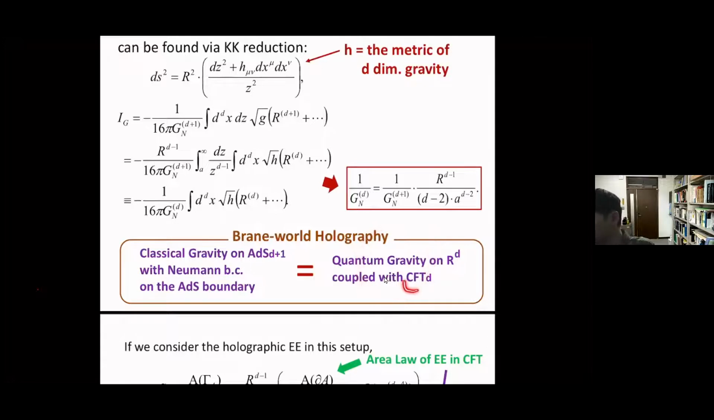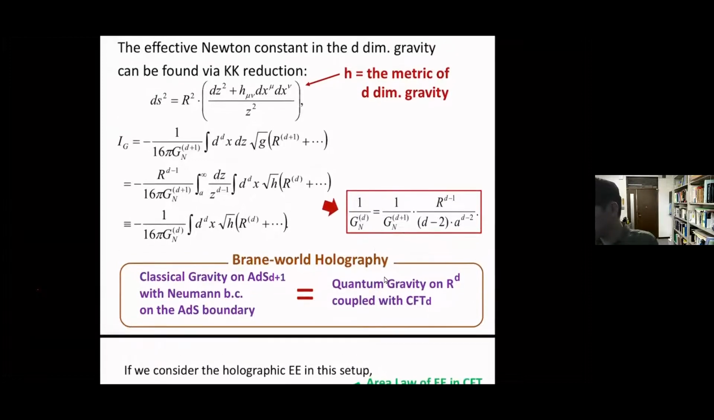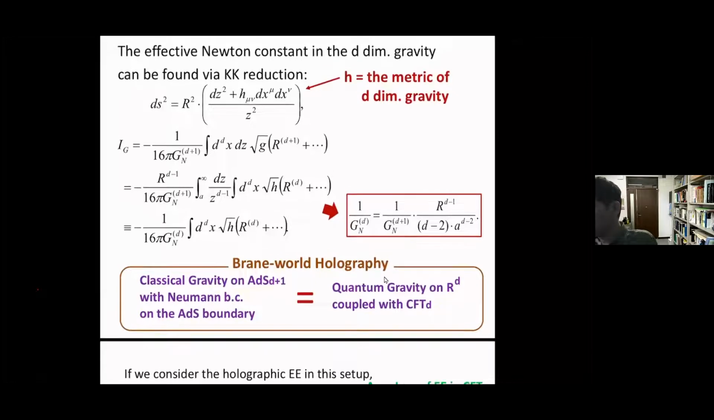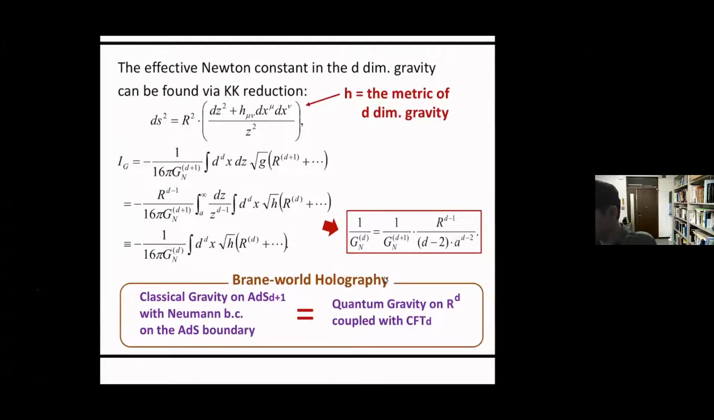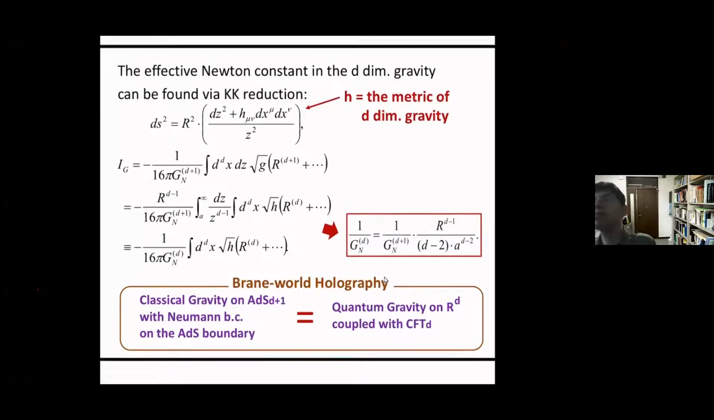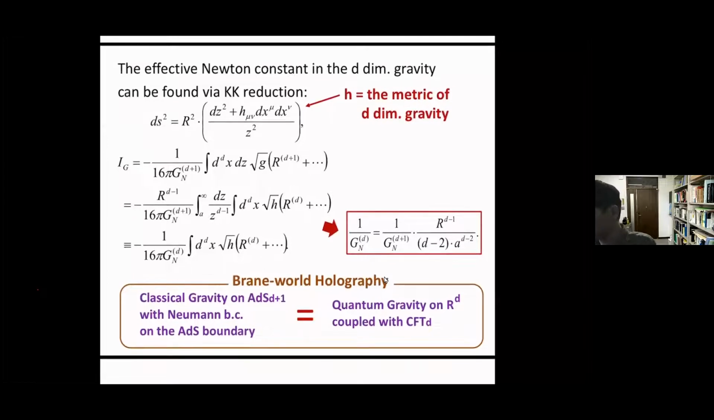So of course we have a CFT in the sense of AdS/CFT, but its metric is also fluctuating because we are imposing Neumann boundary condition. And this fluctuating metric means, of course, some quantum gravity. We don't know precisely what this quantum gravity is, except for some explicit examples, but it's a kind of quantum gravity. And then we can also estimate the Newton constant of this lower dimensional quantum gravity, like this.